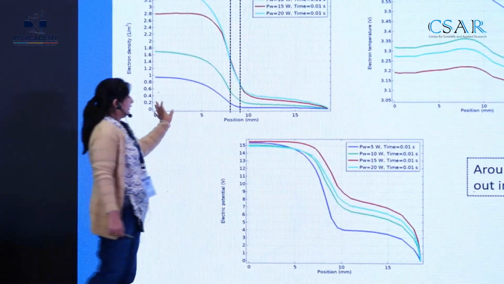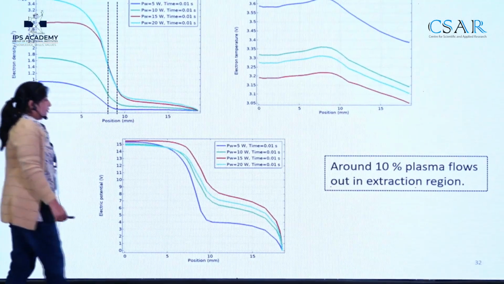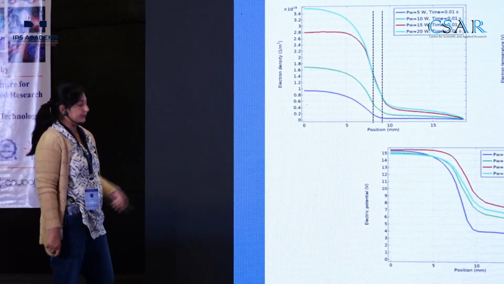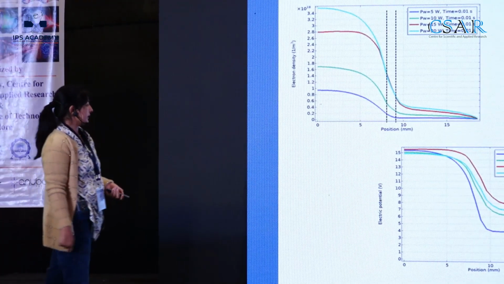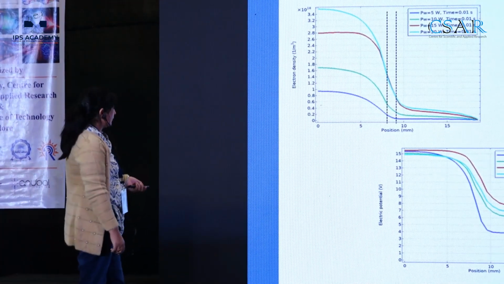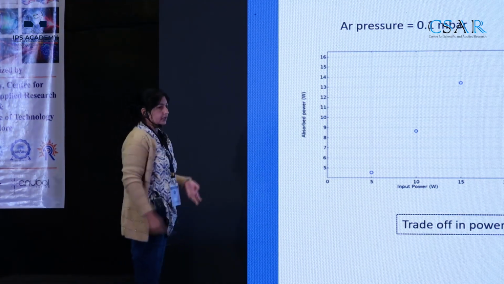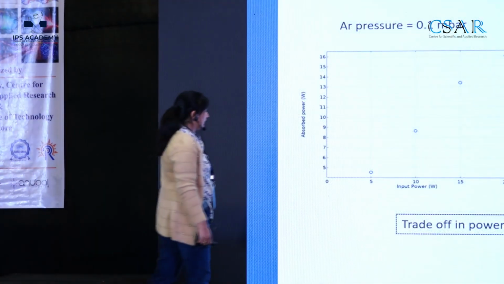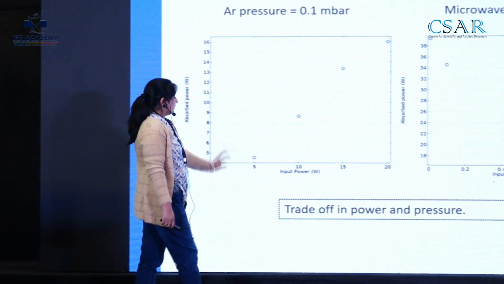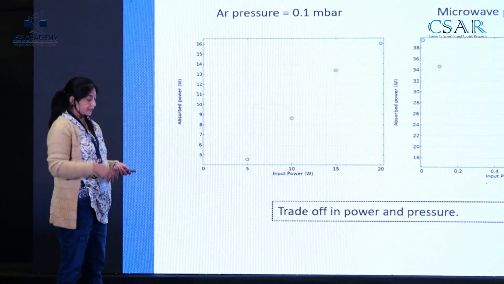But there is no gain in the density reaching into this extraction region. Only around 10% of the plasma is reaching the extraction region. It means all of the plasma is hitting into the ionization zone. So then I checked if there is some problem in the power coupling, and we can see that the absorbed power is nearly equal to the feed power. So the coupling was good.